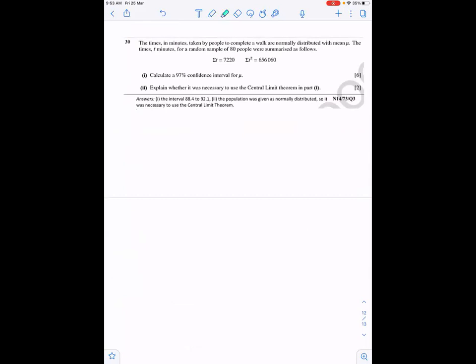The time in minutes taken by people to complete a walk are normally distributed with mean mu. The time for a random sample of 80 people was summarized as follows. Calculate a 97% confidence interval for mu. Okay, not a problem at all.